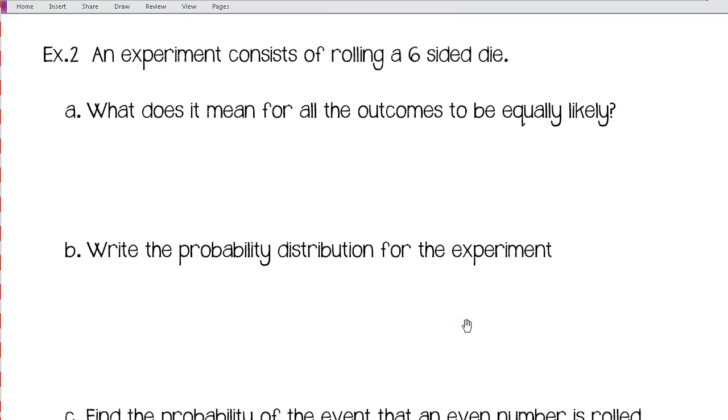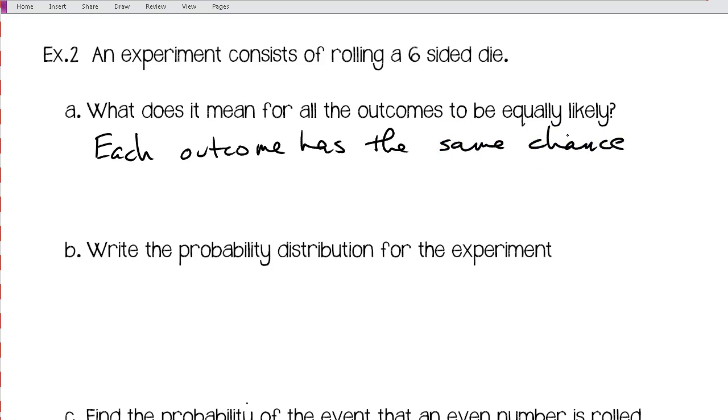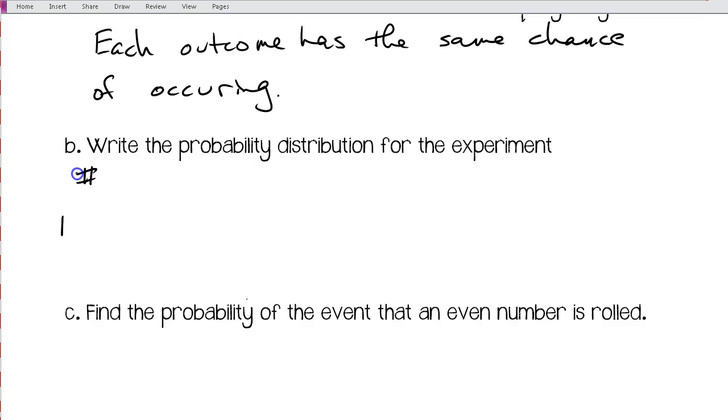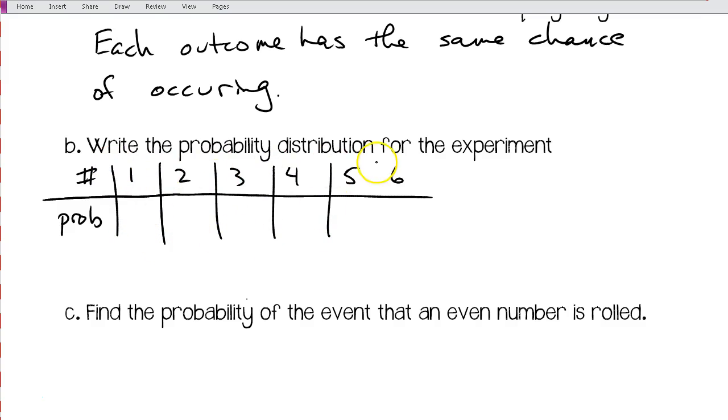So let's take a look at an experiment consisting of rolling a 6-sided die. And what does it mean for all the outcomes to be equally likely? That means that each outcome has the same chance of occurring. Alright, so we want to write a probability distribution for the experiment. So we've got numbers, we've got the probability. We're going to have the numbers 1 through 6. And the probability of each number occurring would be 1 out of 6. 1 out of 6 for each of these. They're all equally likely to occur.